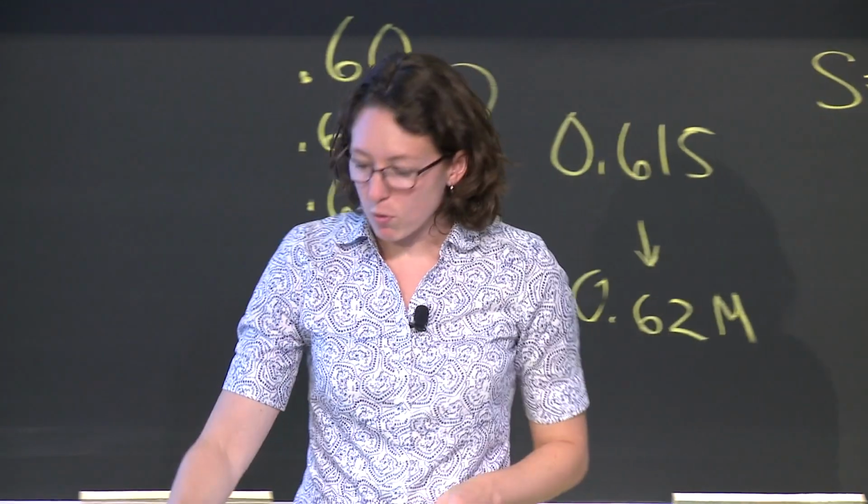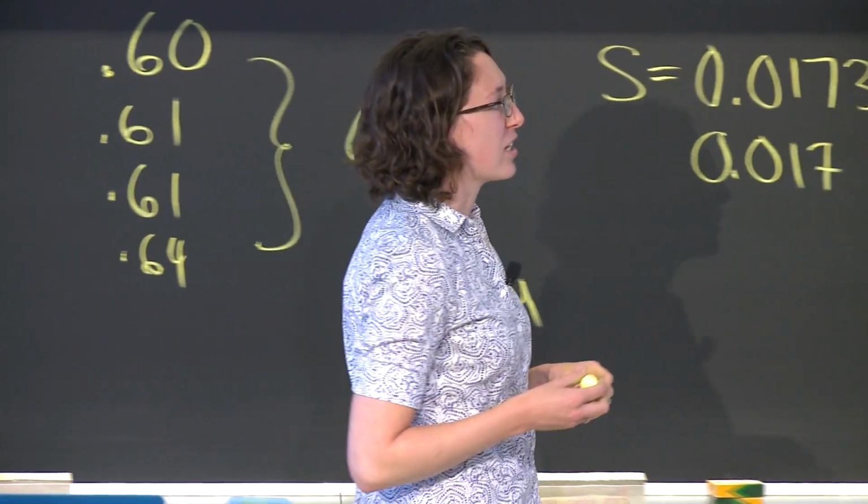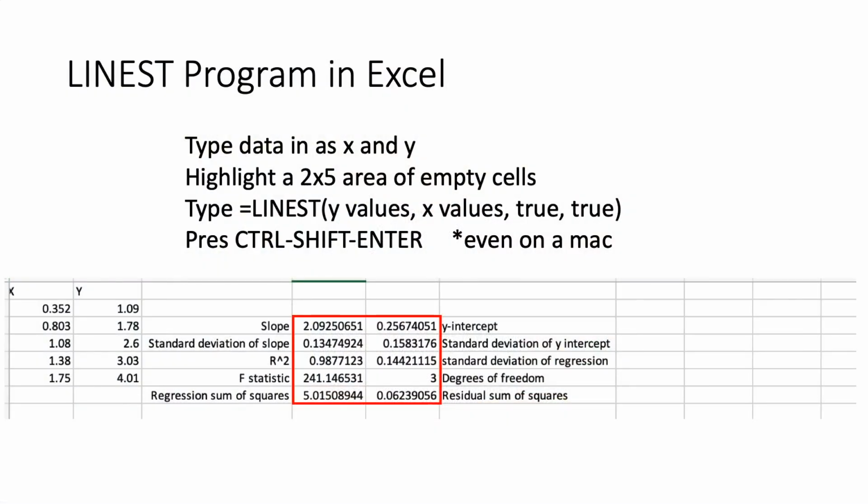The last thing that we can do to get more information out of a set of linear data is to use the LINEST function in Excel. If you've never done this before, you type in your data as a series of x and y points, and then, in addition to graphing it, you highlight a 2x5 area of empty cells. While that's highlighted, in the first cell you type in equals LINEST, and then it'll prompt you to highlight your y values, then highlight your x values, and then you can type true and true. If you type false, it'll set the y-intercept to 0, and we don't want to force our lines through 0.